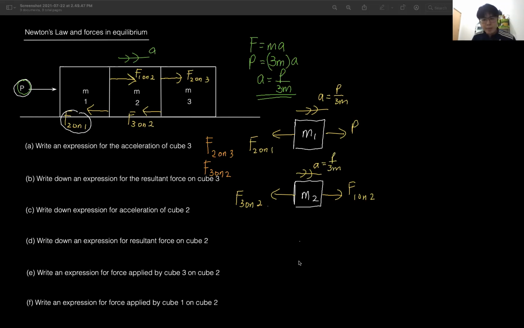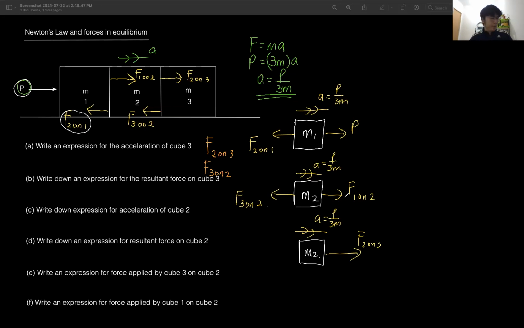And the last body, M3, there's one force only acting on 3, which is F2 on 3, because body number 3 behind it, there's no more object. Okay, so only one force, F2 on 3, acting on it, and acceleration is P over 3m.